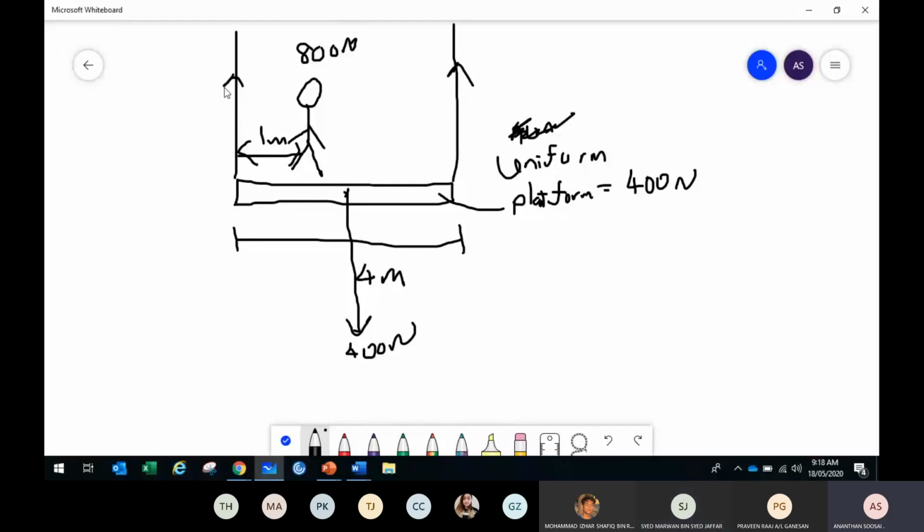Now the question is, the cables have tensions T1 and T2. This is the first cable, T1, and T2. Calculate for me T1 and T2. 2 minutes for you. Come on, give it a try. Use your moment and your net force knowledge. Find T1 and T2.